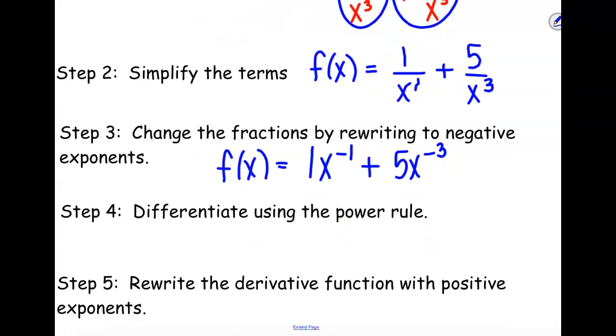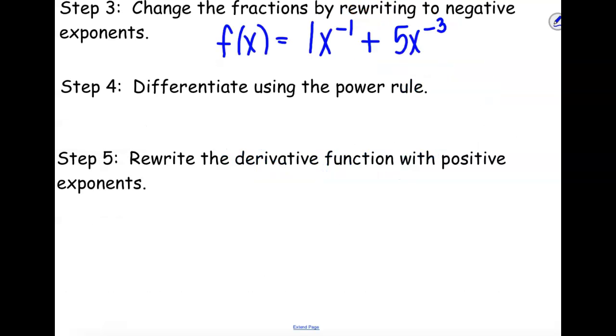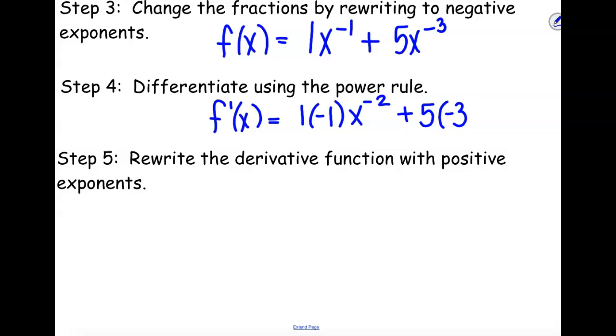Step 4, now ready to use our power rule. So, derivative notation: 1 times negative 1, x, and now we subtract our exponent, negative 2, plus 5, bring down your power, negative 3, x, subtract your exponent. Last step is to rewrite the derivative function with positive exponents.